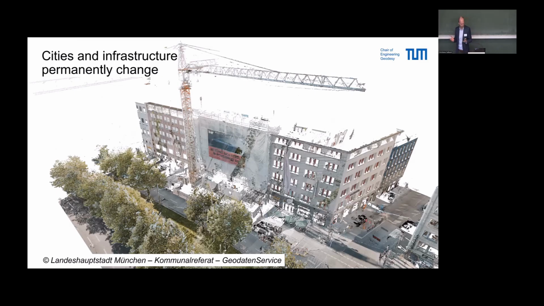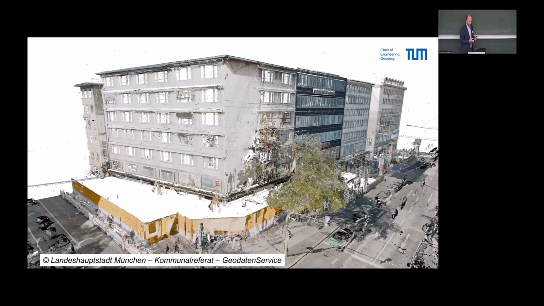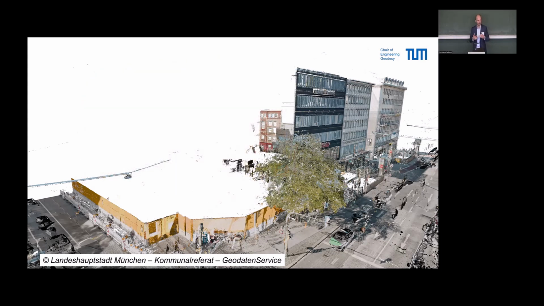So we talk about urban digital twins, and we talk about this because of a reason. If you see, this is part of Munich, and Munich changes. Cities and infrastructure permanently change. We have construction sites, we have changes in the infrastructure of the city. This might be that there is some construction site. This might also be that there is a building demolished or that the building is gone.